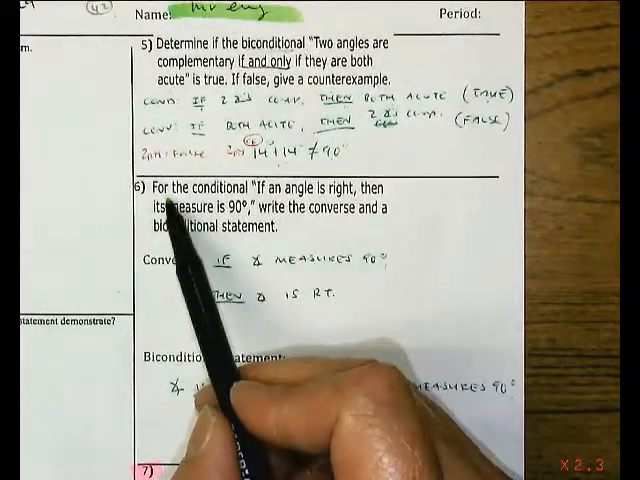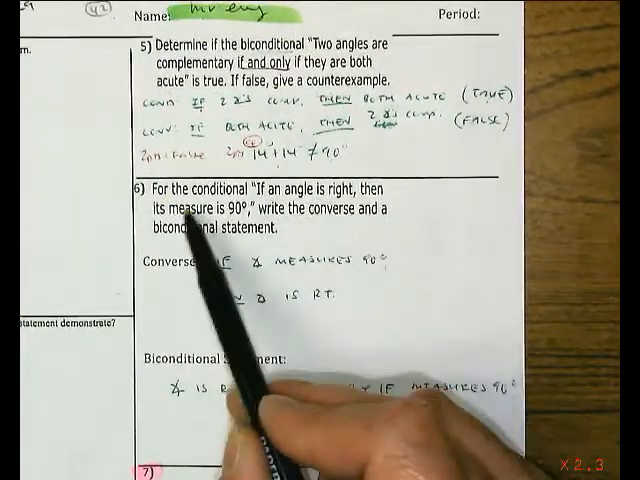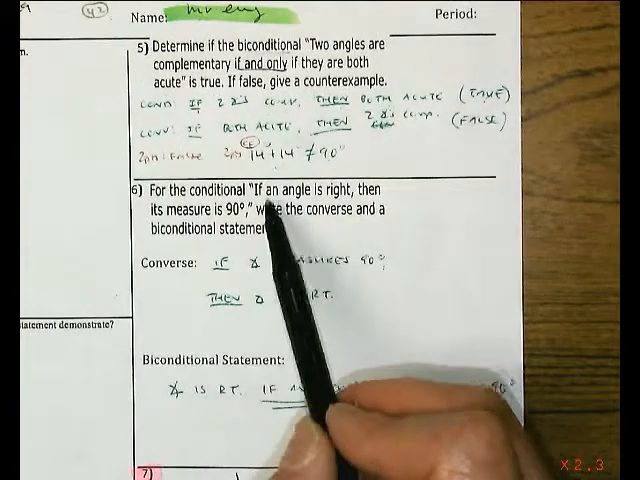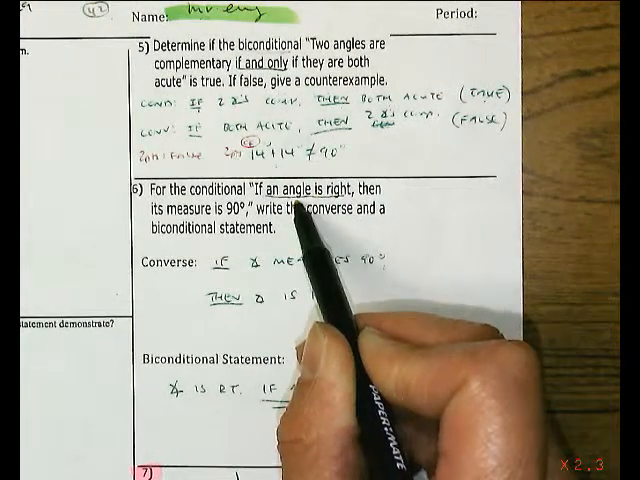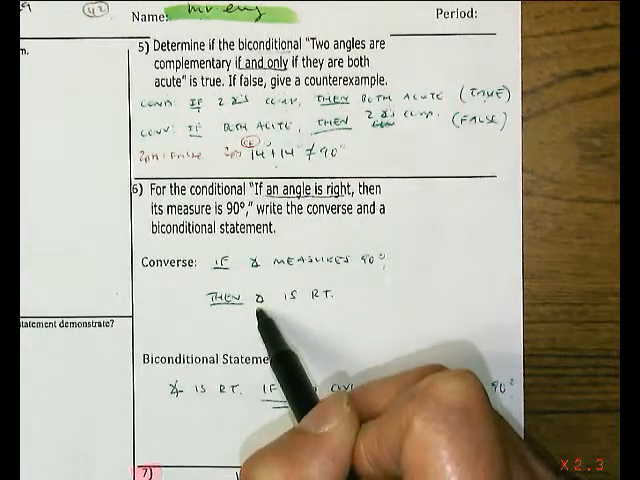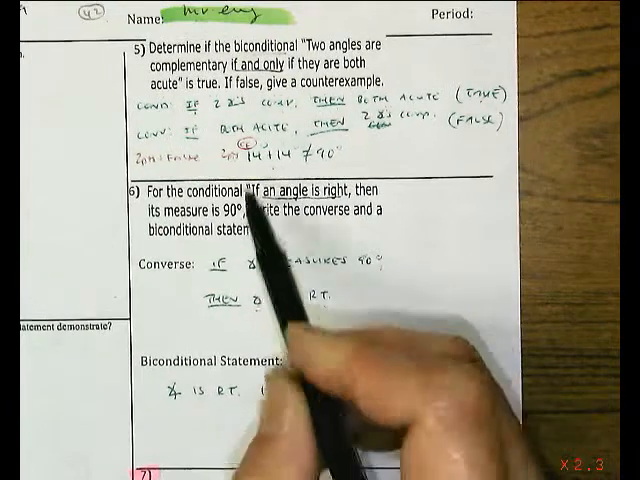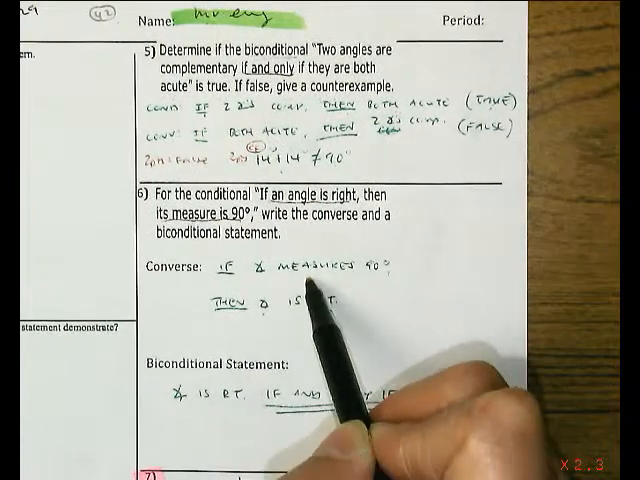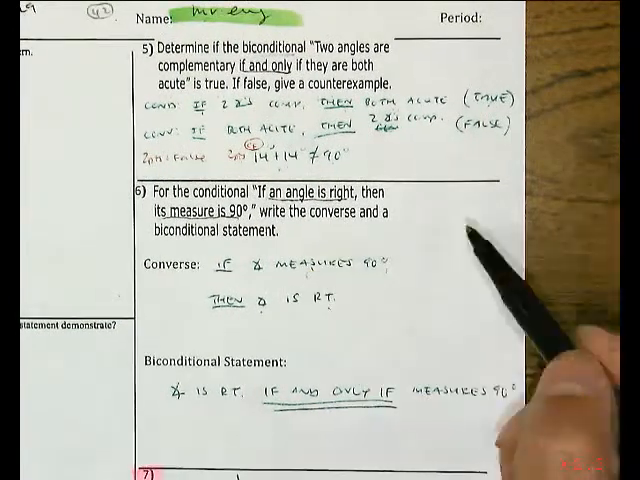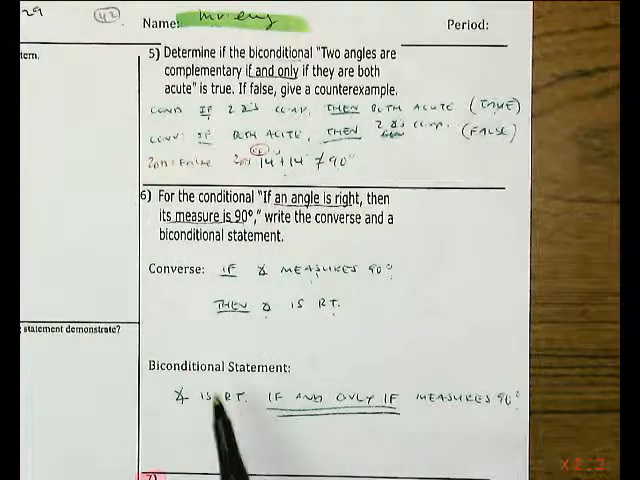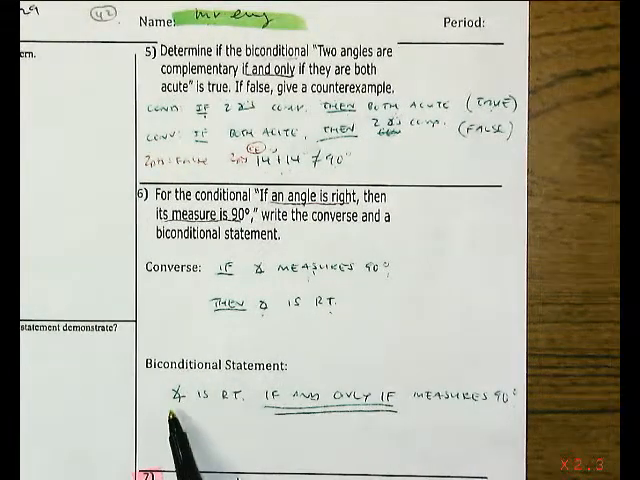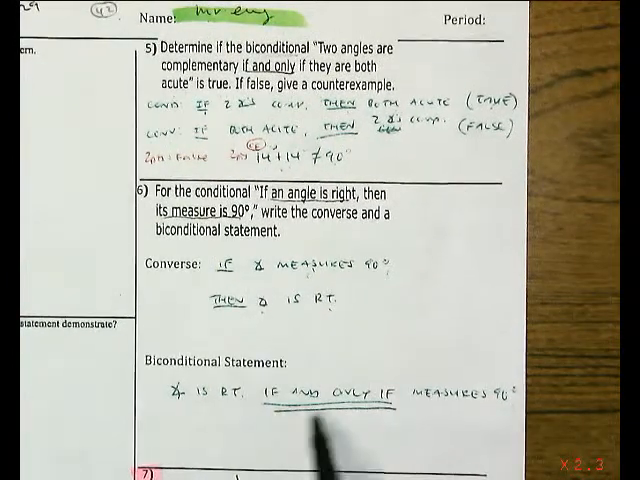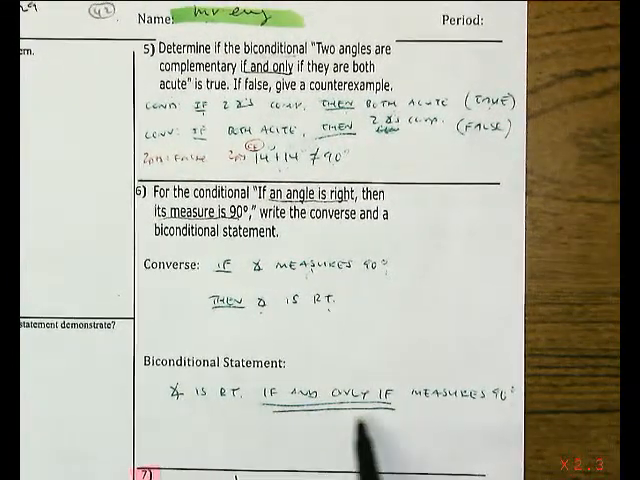Question number 6, for the conditional, if an angle is right, then it measures 90 degrees, write the converse and biconditional statement. So the converse, again, just means to switch this. Here's my hypothesis. Now I'm going to switch that to after then. I'm going to take my conclusion, measures 90 degrees, I'm going to put that now here. That was 2 points. Biconditional statement. This is also 2 points. You're just going to take out the words if and then, and you're going to add the words if and only if. An angle is right if and only if it measures 90 degrees.